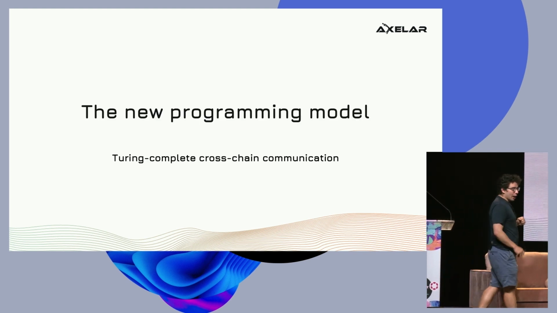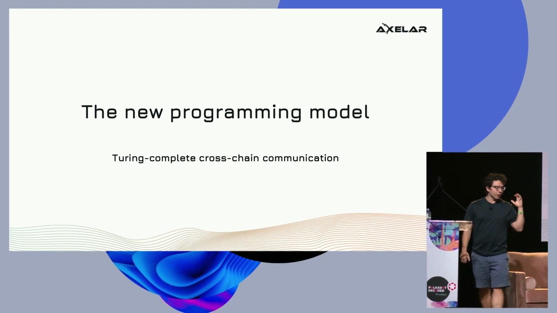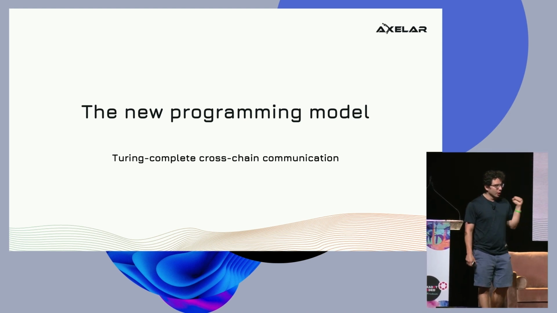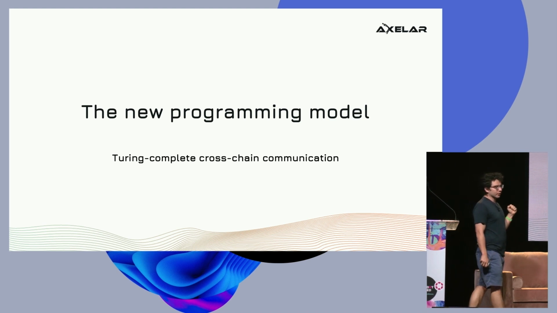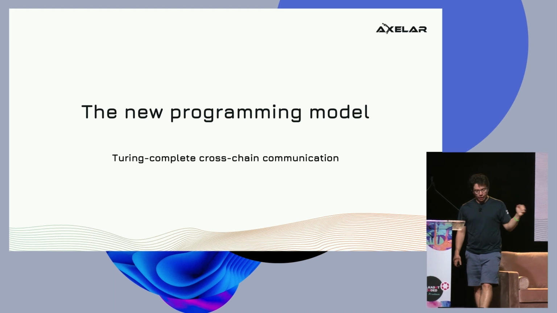So to get there, what do we need to actually do? That's what I want to talk about today: the new programming model that's starting to emerge with a lot of different applications, which I call Turing-Complete cross-chain communication, right?